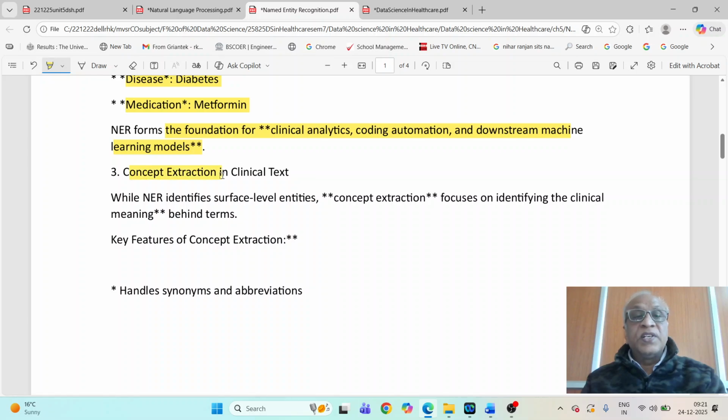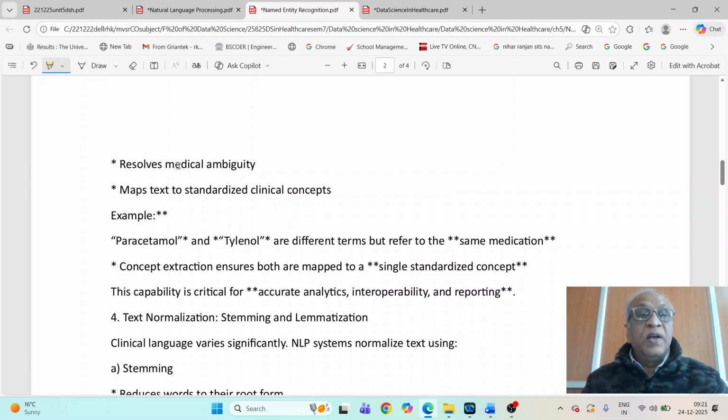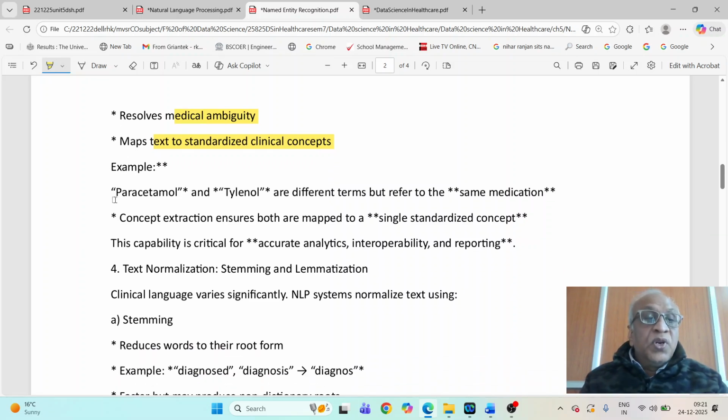Coming to concept extraction in clinical text. What concept extraction will be doing is focusing on identifying the clinical meaning behind terms. What are the key features of concept extraction? Handles synonyms and abbreviations, resolves medical ambiguity, maps text to standardized clinical concepts. Say for example, you have paracetamol and Tylenol. Though they are different, they are the same medication. Now, concept extraction will be mapping both to a single standardized concept. And this capability is very critical for accurate analytics, interoperability, and reporting.